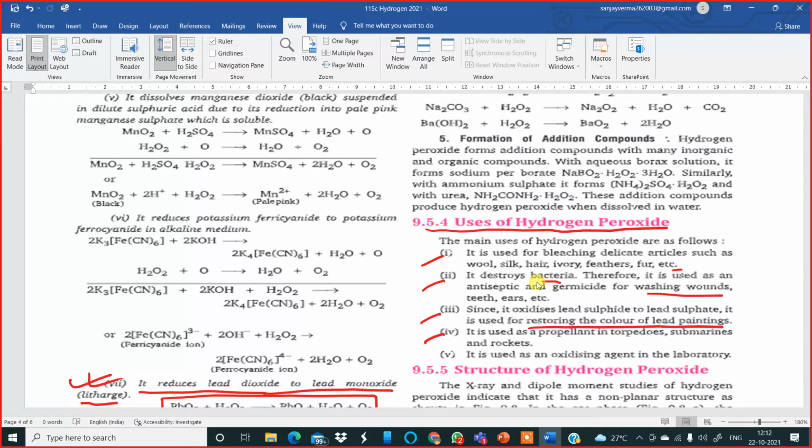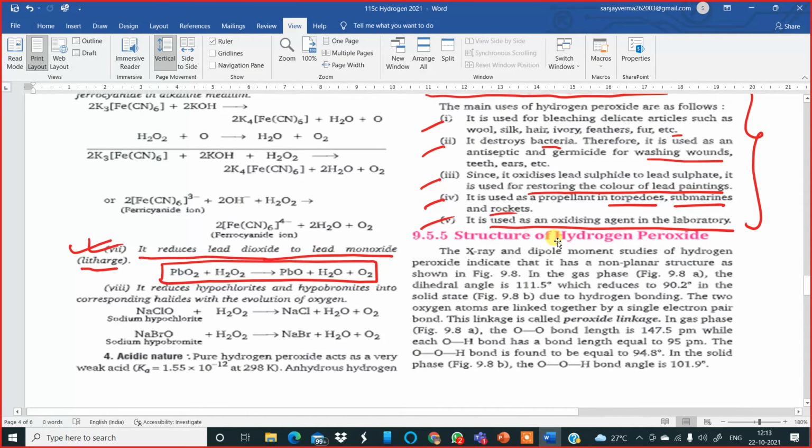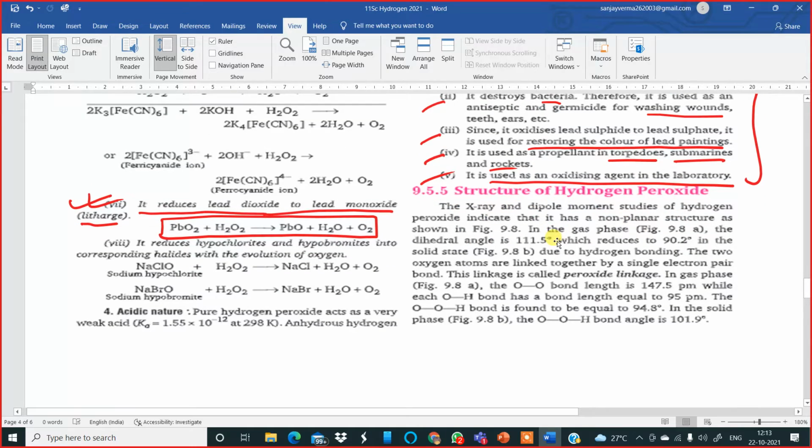Number 4, it is used as a propellant in torpedoes, submarines, and rockets. Number 5, it is used as an oxidizing agent in the laboratory. So try to go through these uses of hydrogen peroxide. Now the next important thing in the syllabus is the structure of hydrogen peroxide. This is mentioned in the syllabus. It is important.